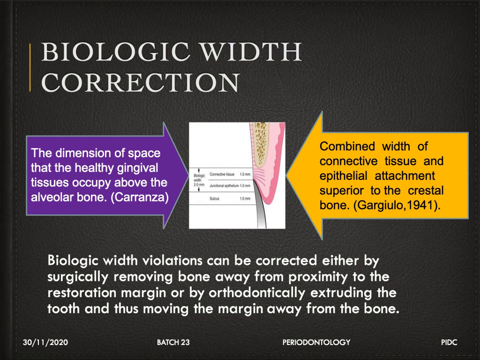If the biological width is violated, if the gap between the margin of the crown and the crest of the alveolar bone is less than 2 millimeters, then a disease process happens. Once there is a disease process, there will be gingival recession or bone resorption because of the violation of the biological width. So the periodontist's role is to prevent the violation of biological width, or if it is violated, to correct it.